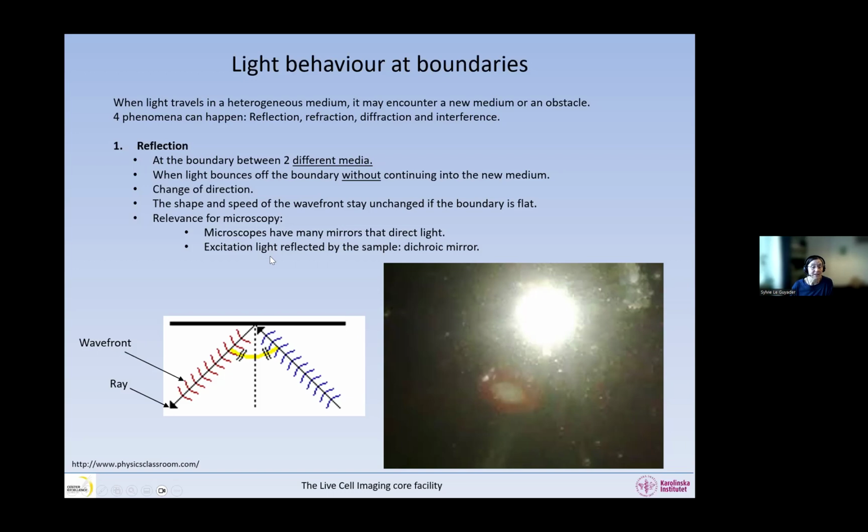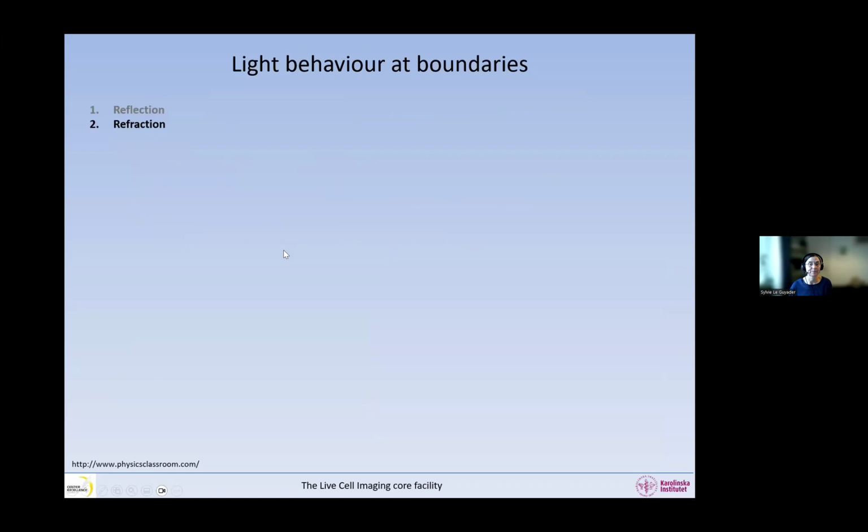And this happens also in our samples because we have this very strong excitation light that we are sending to the sample, and it hits the cover slip, for example. A lot of light is reflected on the cover slip and goes back into the objective. We clearly do not want to image this excitation light. And this is the reason why we need dichroic mirrors. We are going to talk about this tomorrow, and so you will know everything about dichroic mirrors very soon. But basically, this is why this is relevant for us as microscopists, because we use mirrors to direct the light, and we also want to get rid of the excitation light that reflects off the sample.